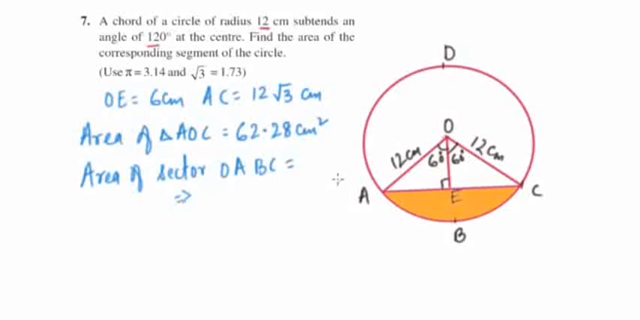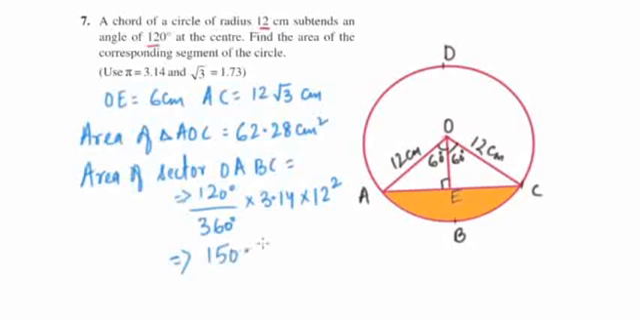Now let's find the area of sector OABC. We know the formula to find the area of sector, that is theta divided by 360 degree multiplied by pi r square. The angle is 120, given in the question. So it will be 120 degree divided by 360 degree multiplied by pi, which is 3.14, and r square, which is 12 square. On solving this, we'll get the area of sector as 150.72 square centimeter.